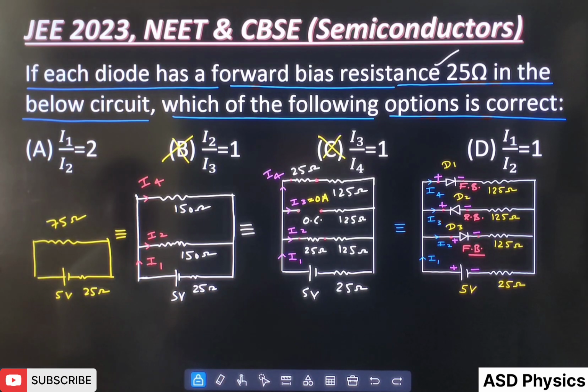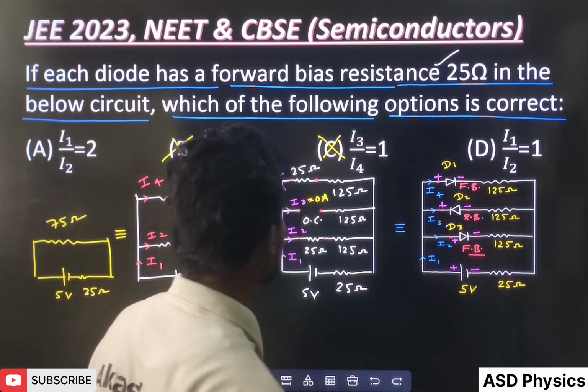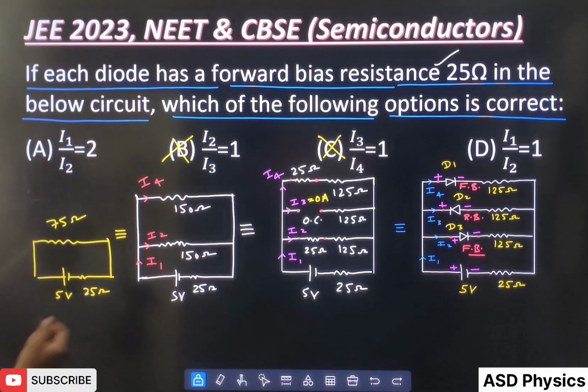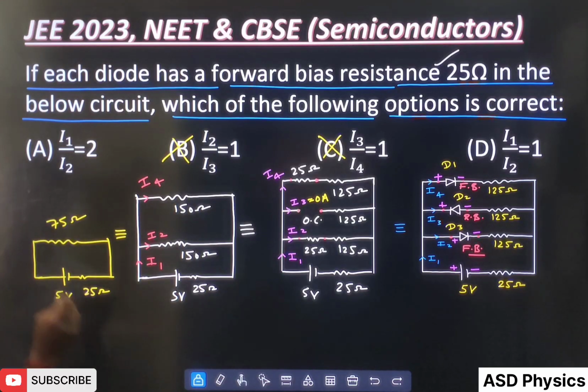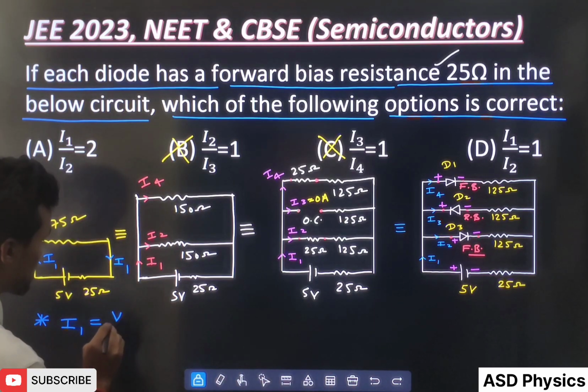Can you see very well? 75 ohm now. All the things are very clear, correct? So 125 plus 25 is 150, 150, and 150 and 150 in parallel comes to 75 ohm. Now in this situation, see, this is the current I1 and this is the current I1. So if I do the basic, what is I1? I1 is given by V by R equivalent.